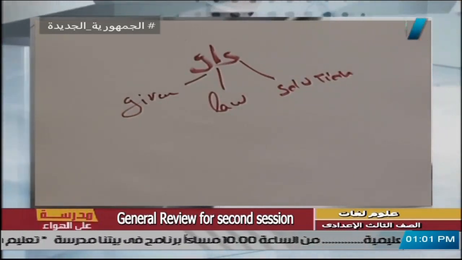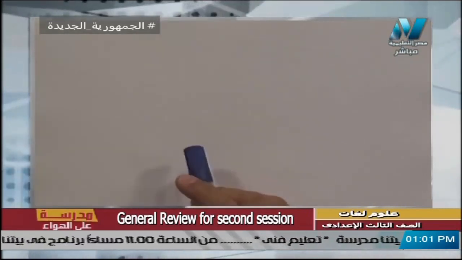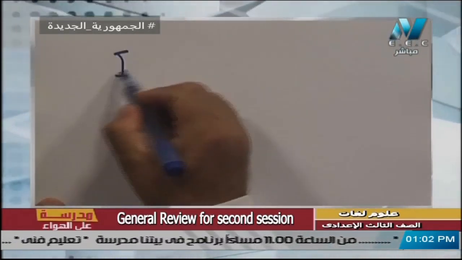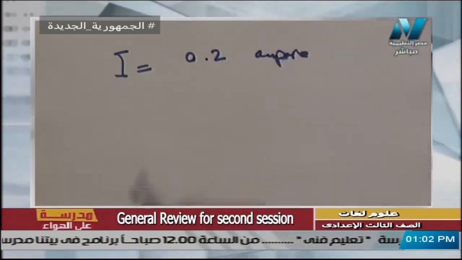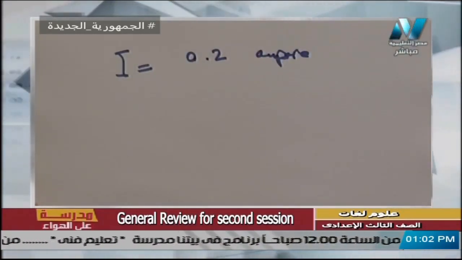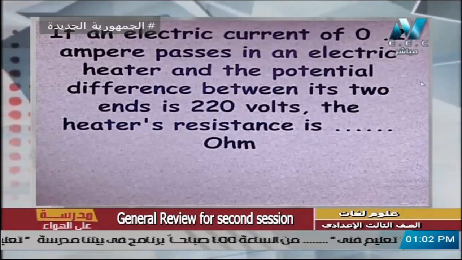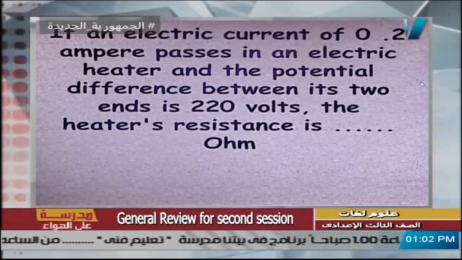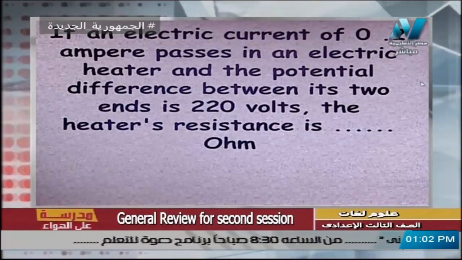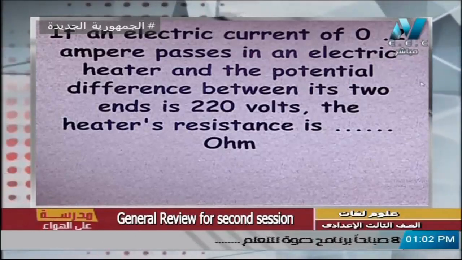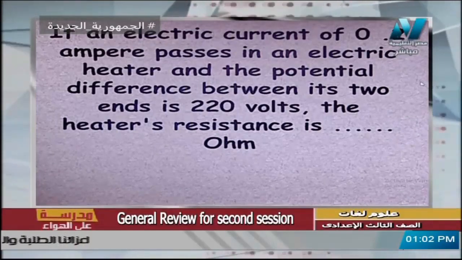Back to the question. It says if electric current is 0.2 ampere, so here I write that the current, or intensity, I equals 0.2 ampere. It's okay. And the potential difference is 220 volt. Potential difference is V, 220 volts. So the electric resistance, or the heater's resistance, is what ohm? Resistance I don't know, here I need to find resistance. So what did I do in the problem? I have now extracted the given only.